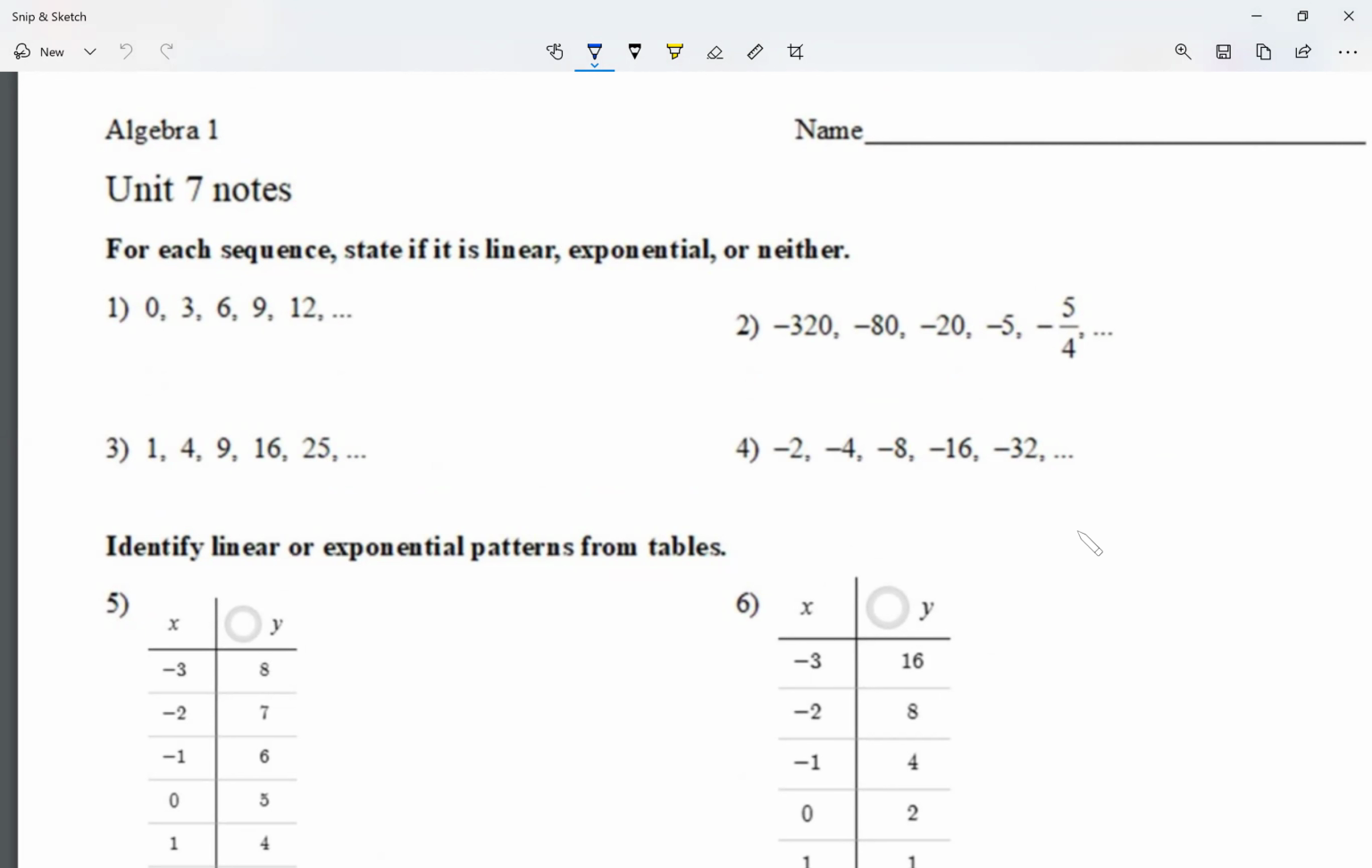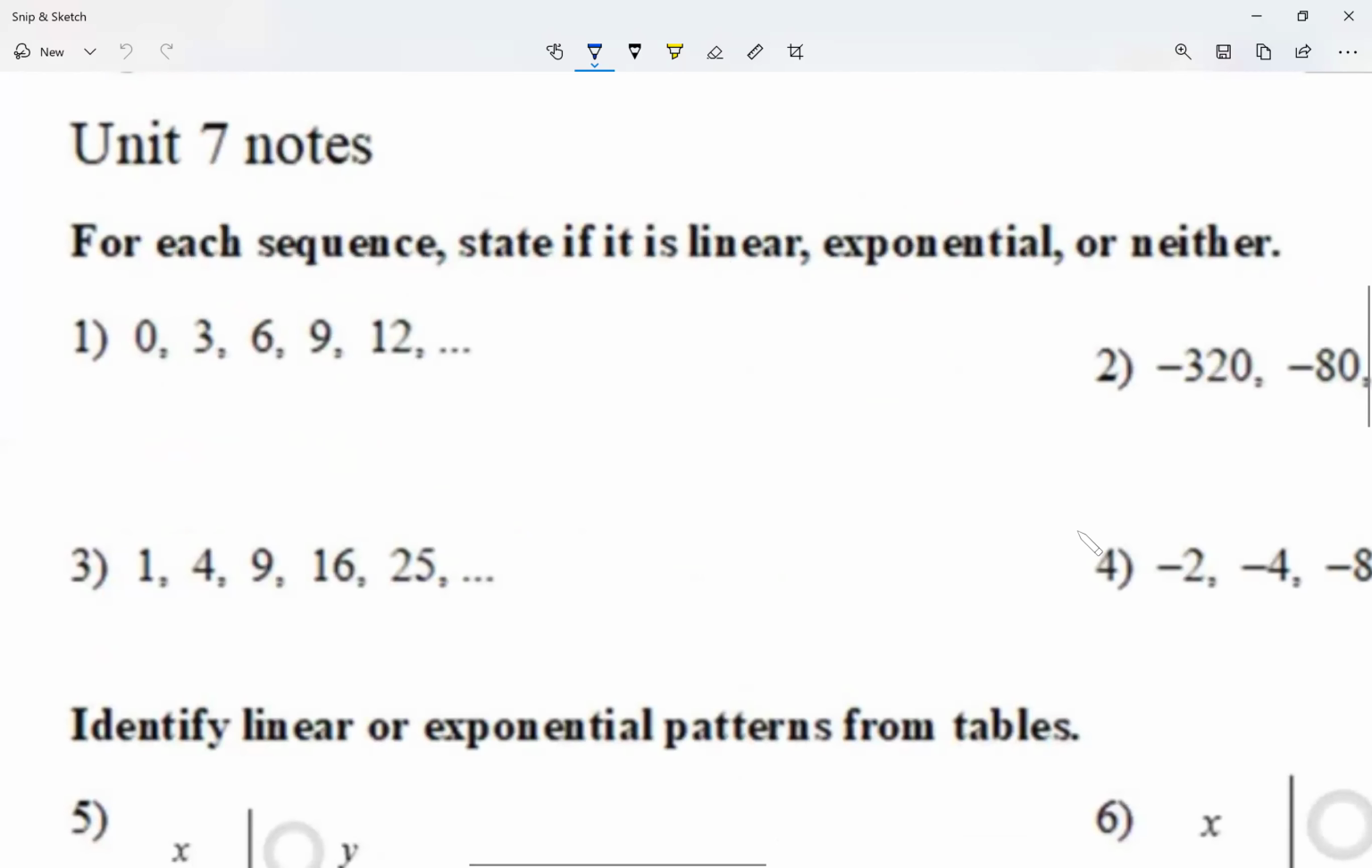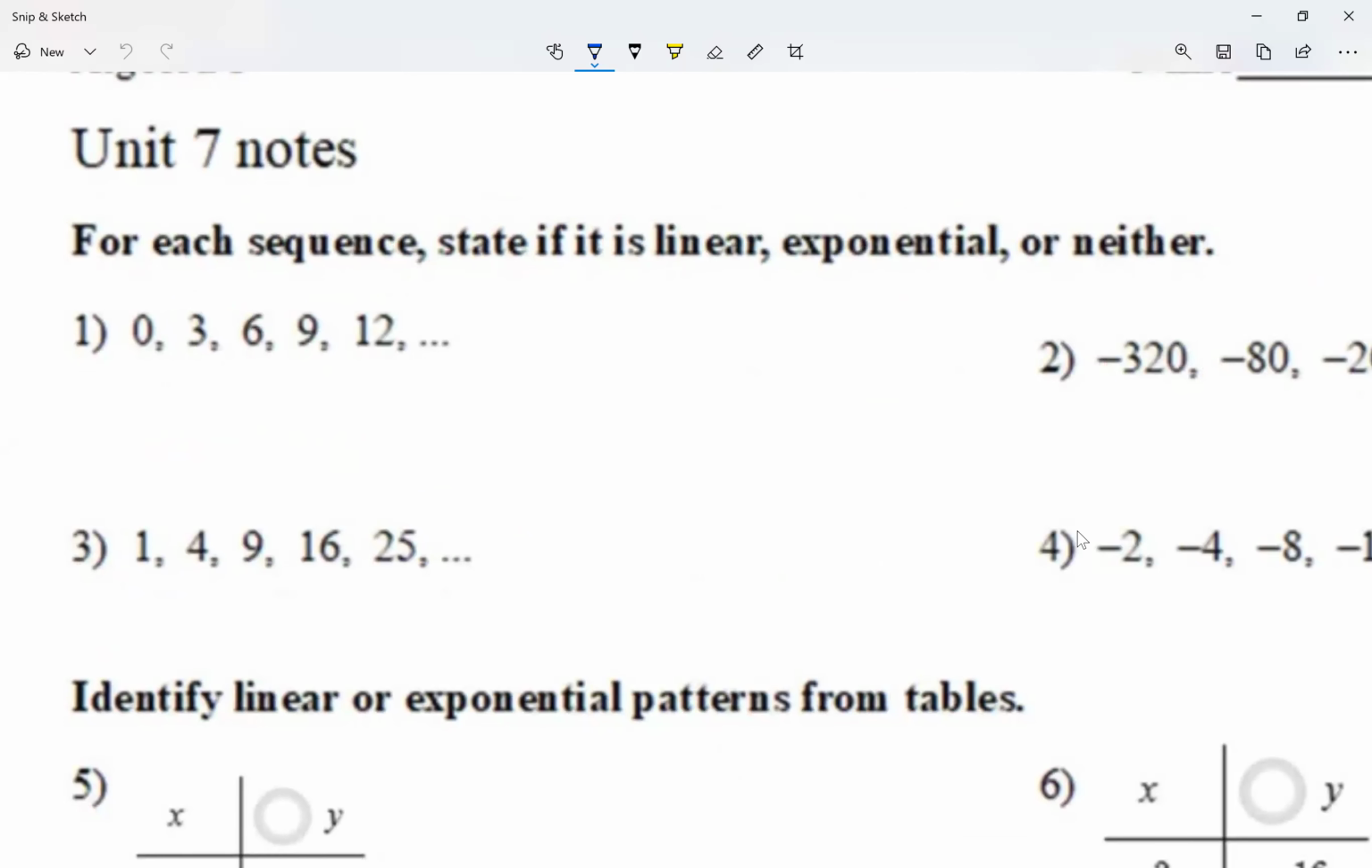So here, I'm gonna just give you a list. We call this a sequence, but just for us to remember how things were when we were graphing points, these are your y values. Remember how there was an x and a y value to graph a point? These are your y values, and we're gonna call this a sequence. So now here I'm asking for each sequence state if it's a linear, exponential, or neither.